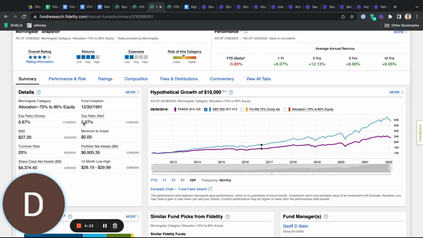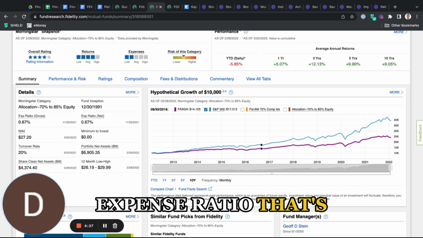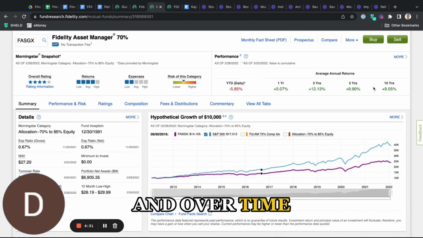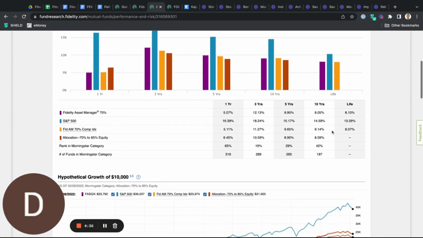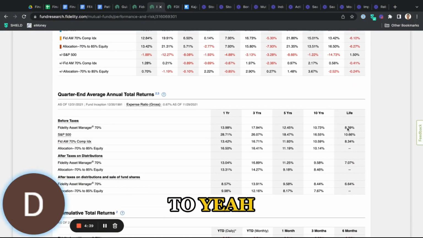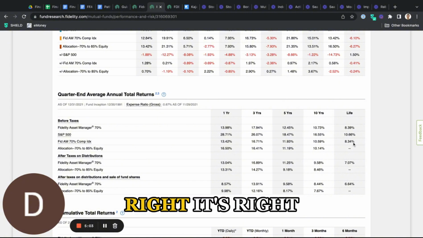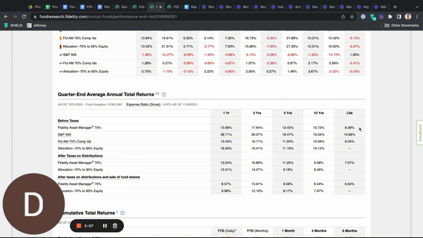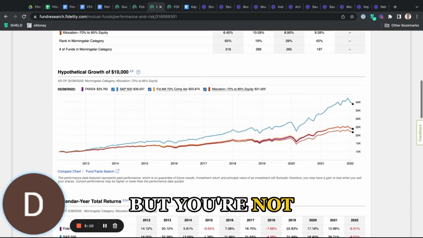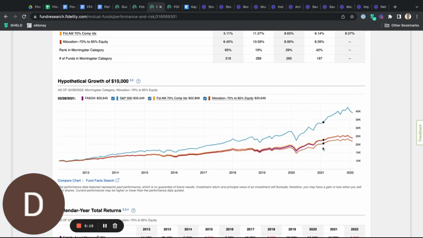Now for this fund, it's a 0.67 expense ratio. That's the expense ratio you're paying. Over 10 years, it's at 9% average annual return. The life of the fund is since 1991, at 8.39% average annual return. Compare that to the S&P 500, which is a 10.6% average annual return over the life. And then this one, which is a Fidelity composite index of 70% equity, is right in line with that. So you're earning a little bit less over time, but you're not nearly as volatile. These peaks and valleys are not as pronounced as this one. Big decline here, more shallow decline here.